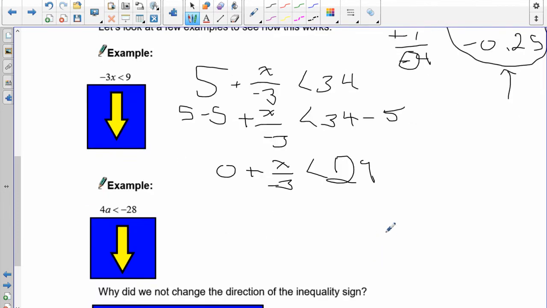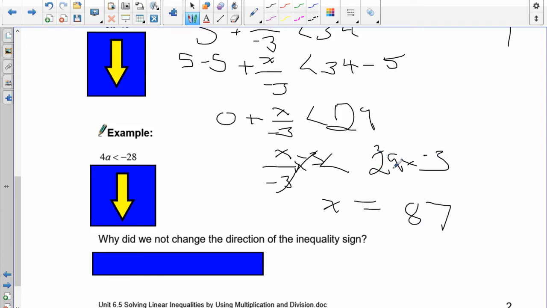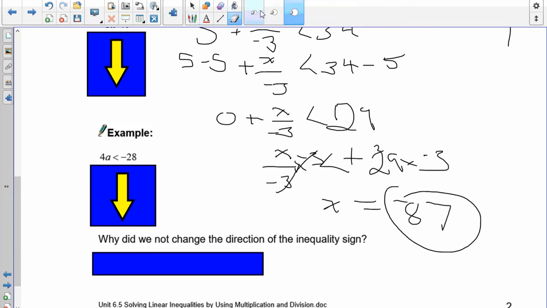All right, so now I've got x over negative 3, and it's less than 29. To get rid of this negative 3, I'm going to multiply by negative 3. Whatever I do there, I've got to do over here too. There's your negative 3 here. This cancels, leaving me with x is 29 times 3, and that would be, I think, 87, and of course a positive times a negative is a negative. All right, and this is divided by a negative here, so the sign has to change direction.